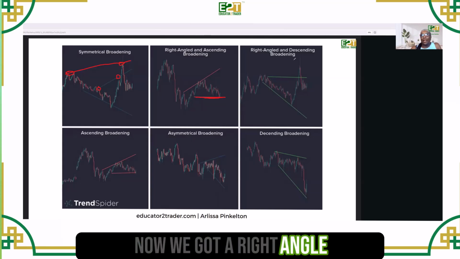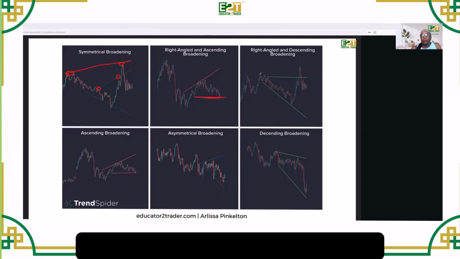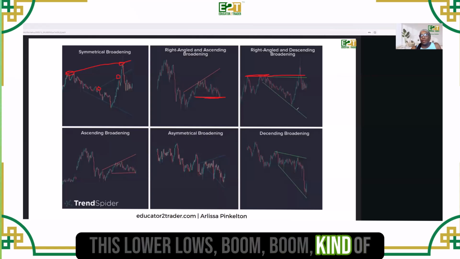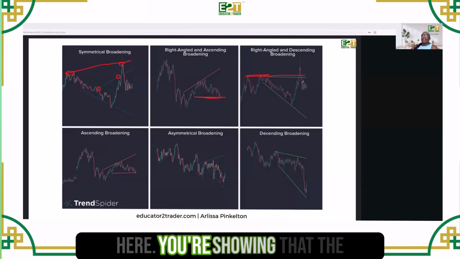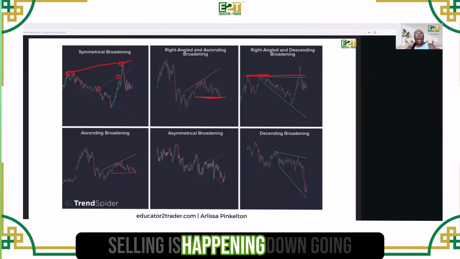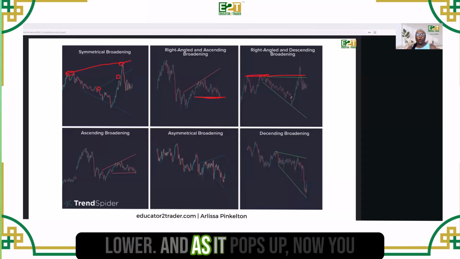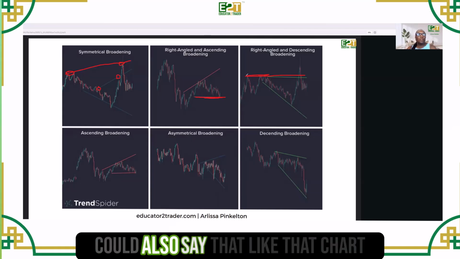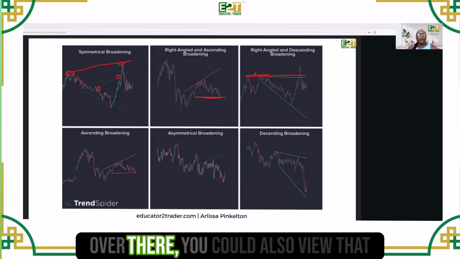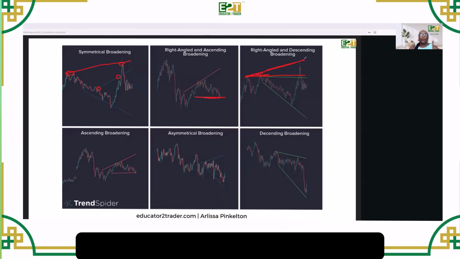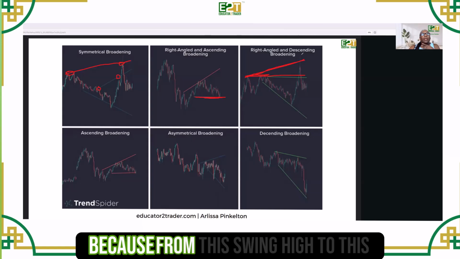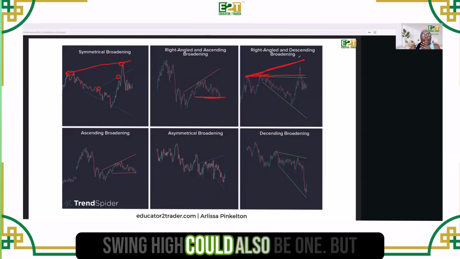Now we got a right angle descending, right? Resistance here. And these lower lows, boom, boom, boom, kind of give us a little bit of a trend here. You're showing that the selling is happening down, going lower. And as it pops up, now you could also say that looked like that chart over there. You could also view that one as a broadening formation right there, because from this swing high to this swing high could also be one.